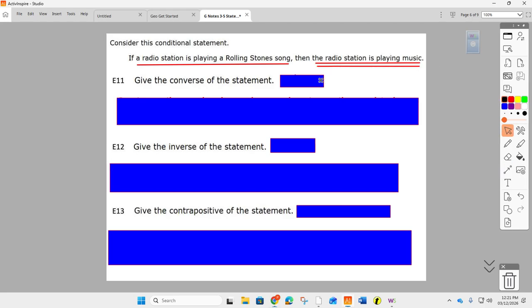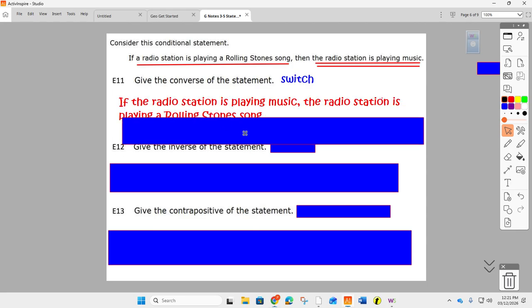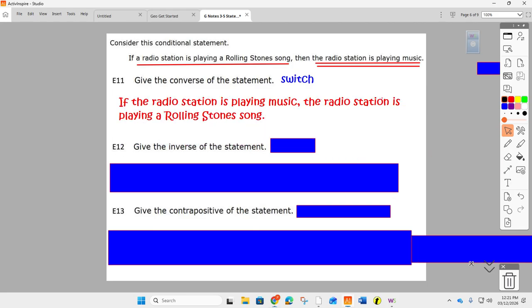So if they ask us for the converse of this statement, we have to know that means to switch those. So we're going to write "switch" here, and then that's what we're going to do. So if the radio station is playing music, then the radio station is playing a Rolling Stones song. So the converse means to switch.